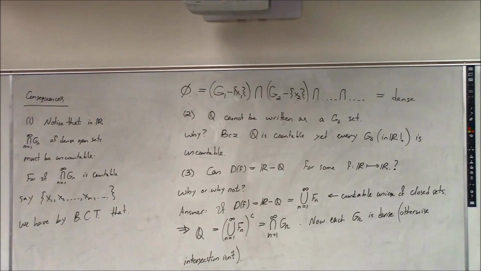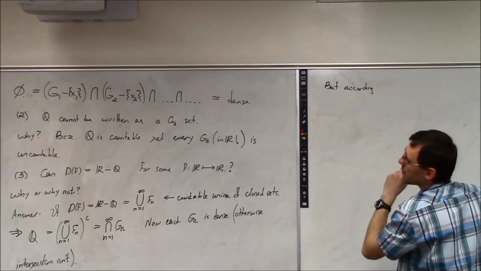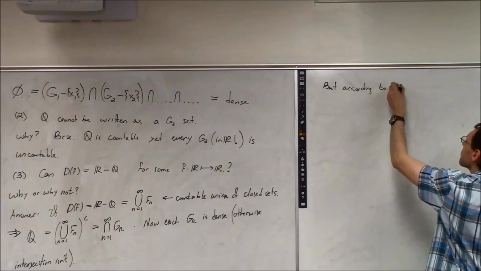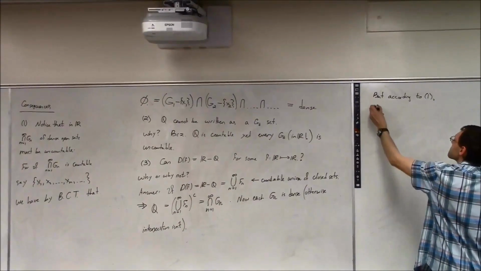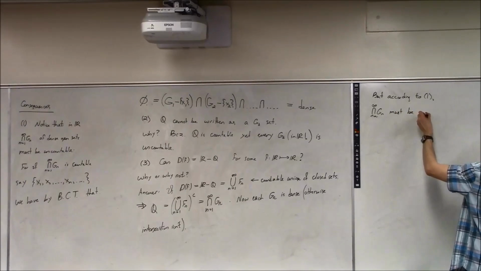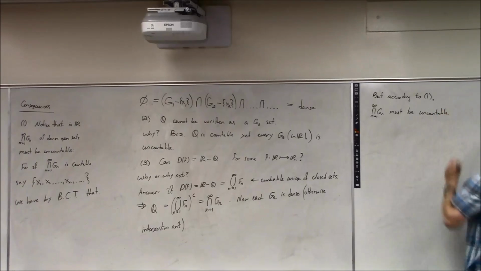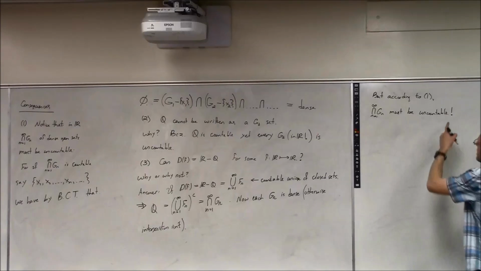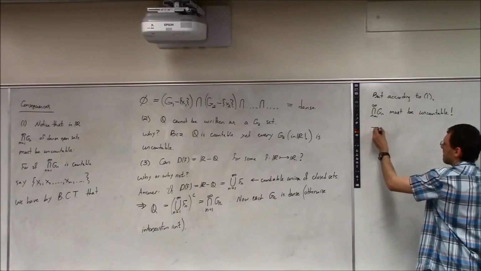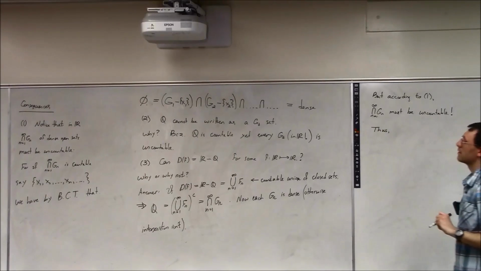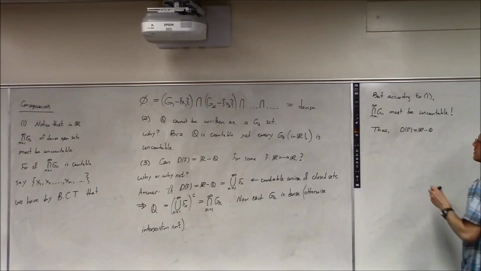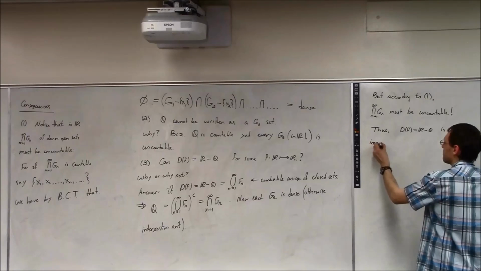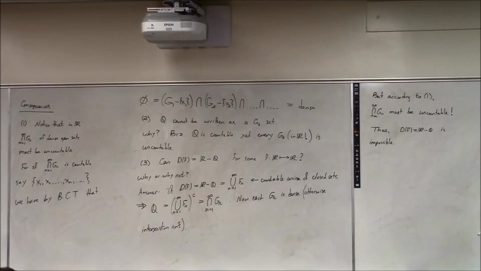But according to Baire Category Theorem, or according to consequence 1, the intersection of the Gn must be uncountable. So you have to understand this. Okay, so it has to be uncountable. What we have shown, thus, is that there are no functions with Df equal to R minus Q. It's impossible.